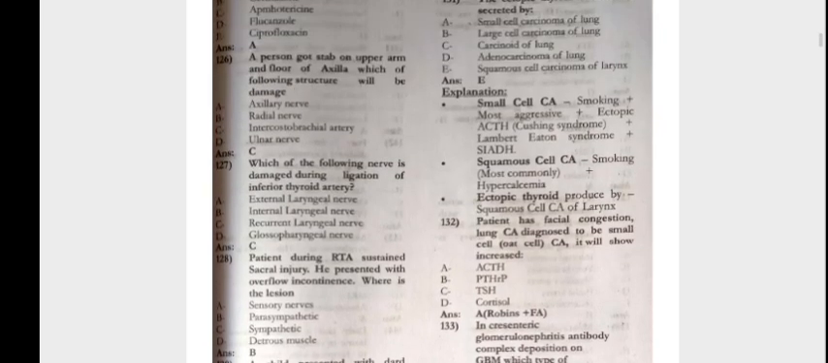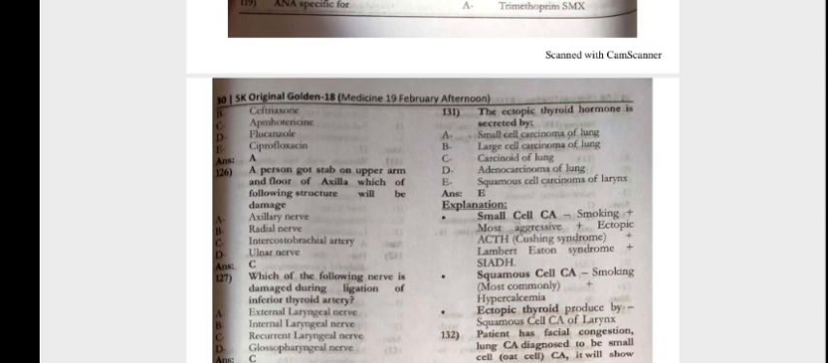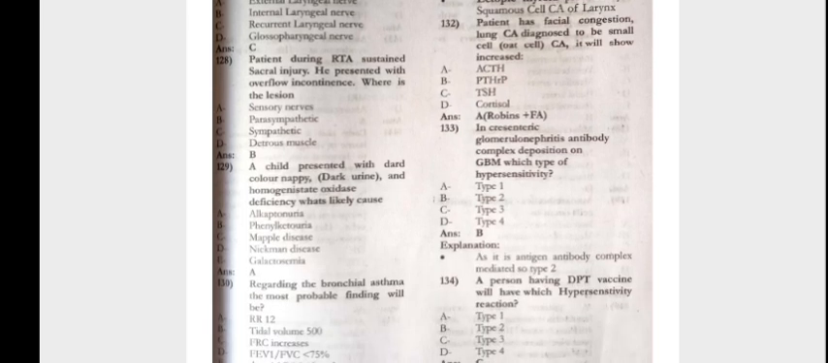Regarding the bronchial asthma, the most probable finding would be FEV1 to FVC ratio less than 75%. Next, the ectopic thyroid hormone is secreted by the squamous cell carcinoma of the larynx. The patient has the facial congestion, lung carcinoma, diagnosed to be small cell carcinoma. It will show increased ACTH. In crescentic glomerulonephritis, antibody complex deposition on the GBM, which type of hypersensitivity? There is a type 2.